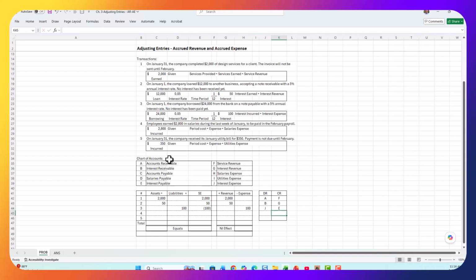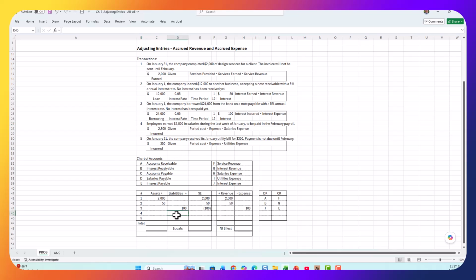Another accrued expense that's very common is salaries. Employees earned $2,800 in salaries during the last week of January to be paid in the February payroll. Here, there's no calculation needed. The work is done. The full $2,800 is incurred. Payday just falls in February.